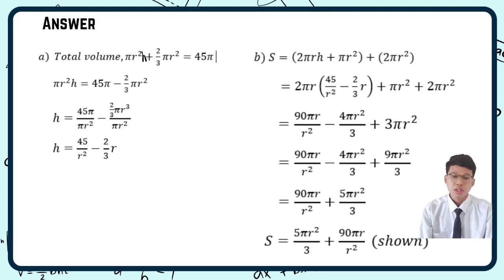And then we will substitute the h value that we got from the first question into the S equation, and we will get 2 pi r in brackets 45 over r square minus 2 over 3 r, close bracket, plus pi r square plus 2 pi r square. And next we just have to multiply and add the equation as normal, and in the end we will get S equal to 5 pi r square over 3 plus 90 pi over r. Lastly, we must not forget to make sure that the equation we get in the end matches the one shown in the slide.